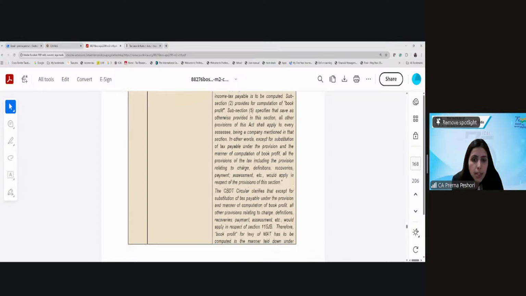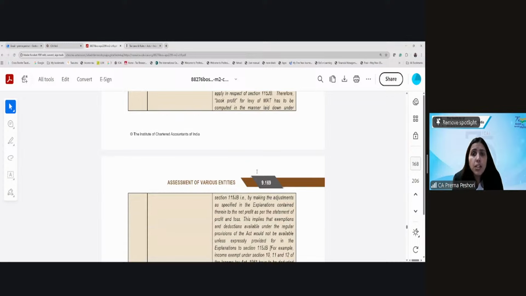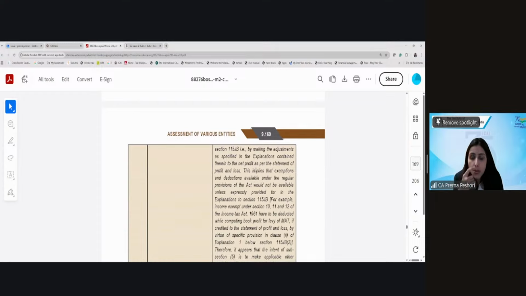Right? So the CBDT circular had clarified that except for the tax payable on the book profit, which has to be calculated under 115JB, all the other provisions of assessment, recovery, advance tax, interest will be equally applicable to the book profit as they are to the normal income. So this particular provision has been interpreted very widely by the Madras High Court to say that if all the provisions of the Act, except for the calculation of the MAT on the book profit, apply as they apply to the total income, then 54EC should also apply to the book profits. Clear? Yes, ma'am. Clear. Okay.